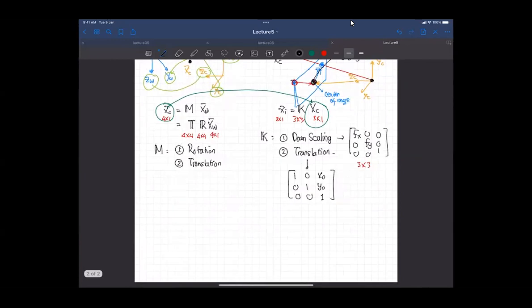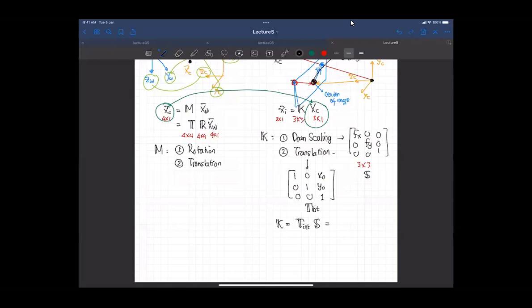Now, if you multiply this, call this one scaling, and call this one translation. So K or translation internal, T internal, is called internal translation. It's different from the other T. The other T is the external. So if you have T internal multiplied by S, that will give you K.